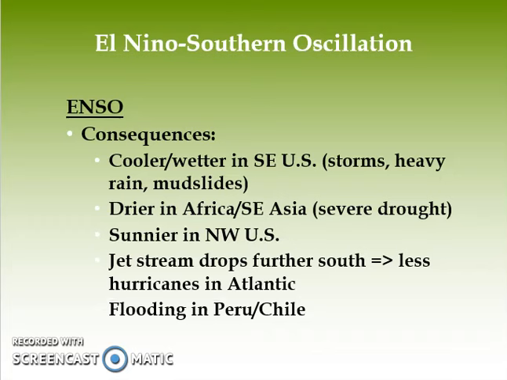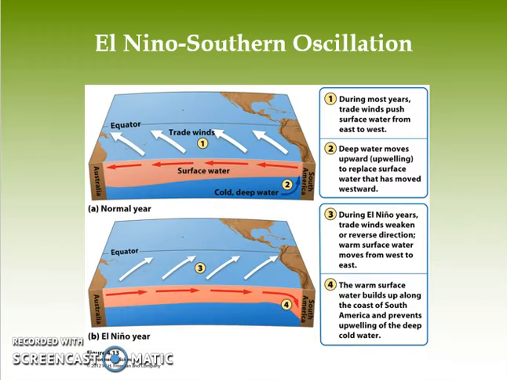Consequences of El Niño: you get cooler, wetter situations in the United States, the southeast US, storms, heavy rains, mudslides, that kind of thing. You get drier than usual conditions in Asia and Africa, even droughts. Sunnier in the northwest US. The jet stream drops further south, so you get fewer hurricanes in the Atlantic, and you can get flooding in Peru and Chile because they get a lot of rain. Of course, you also get a reduction in fish population, so your fisheries decrease.